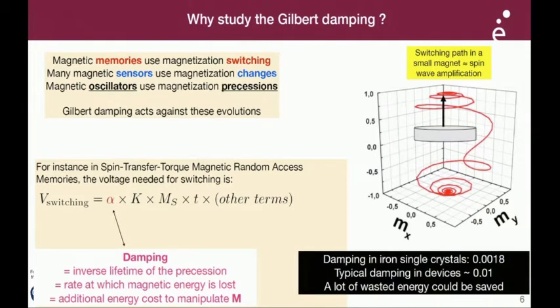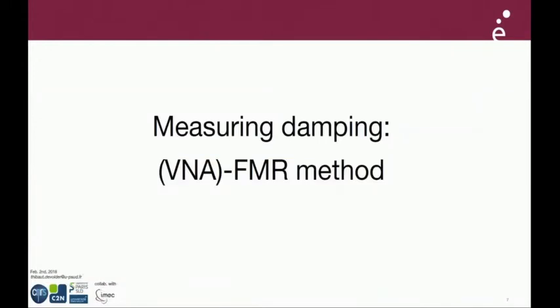Some numbers. In very pure single crystalline iron, the damping is something like 2 times 10 to the minus 3, while in devices it is typically 10 to the minus 2. So it is substantially larger. Understanding how to reduce the damping is very important because a lot of energy is wasted in devices, since this damping is higher than in the best materials that would be available.